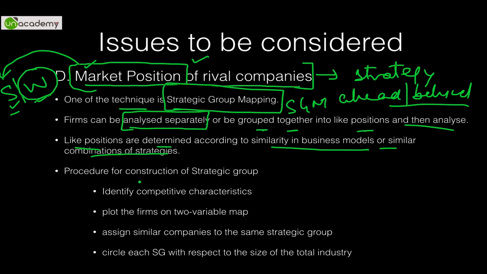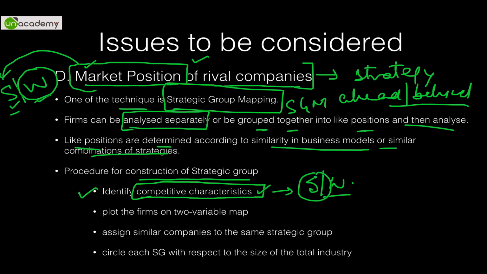How do we do it? The procedure for construction of a strategic group, or strategic group mapping. What is the procedure? Identify the competitive characteristics. Where are they competing, or where are the competitors winning? What are their characteristics? What makes their strength and what makes their weakness? So identify the strengths, because these are the competitive characteristics.